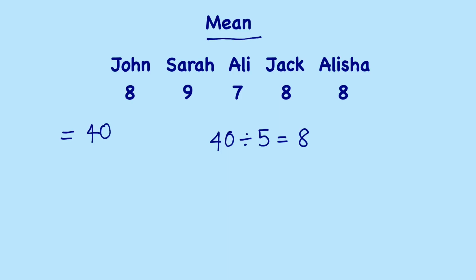So to recap how we work out the mean average, what we do is we take all the numbers that we have listed and we add them together. So here we can see that 8 plus 9 plus 7 plus 8 plus 8 is 40. So we get a total, and then we share that total by how many people are in our group. So here we've got 5 people in our group, so we do 40 divided by 5, and that gives us 8, which is the mean average.